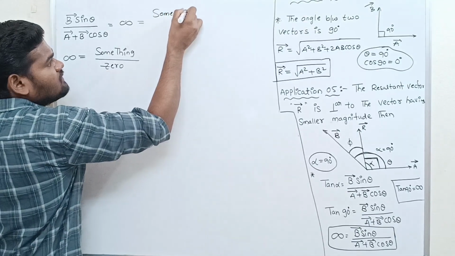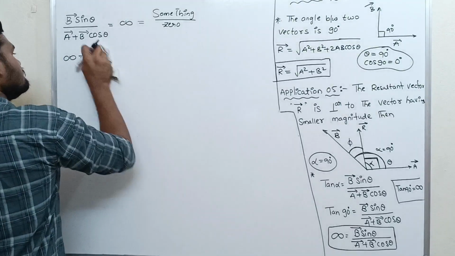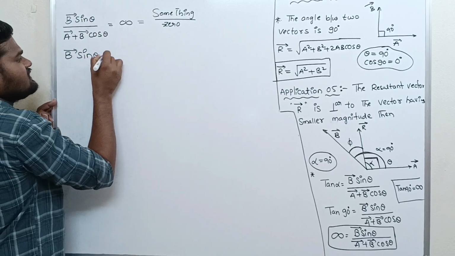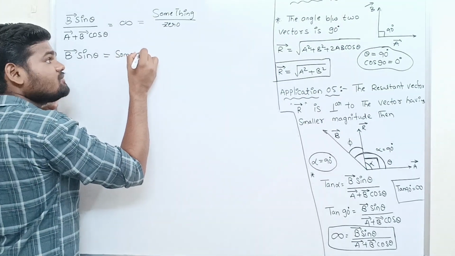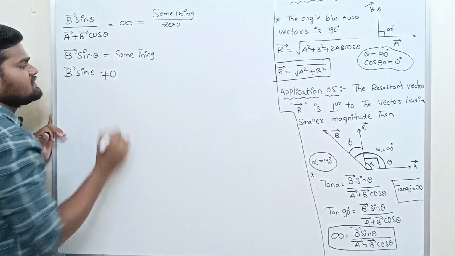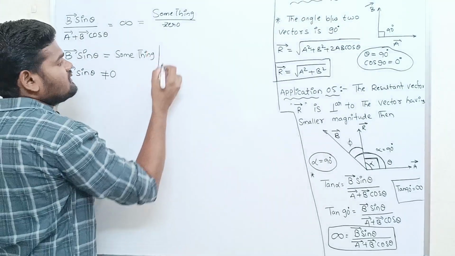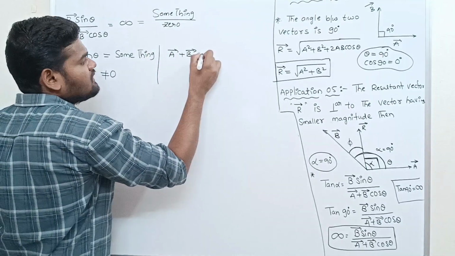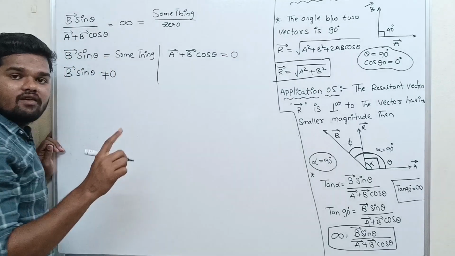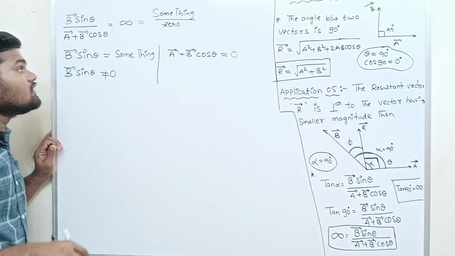That means b bar sin theta is equal to something. There exists some value. That means b bar sin theta is not equal to 0. There exists some value. But here, a bar plus b bar cos theta is equal to 0. So b bar sin theta is not equal to 0, but the value of a bar plus b bar cos theta is equal to 0 from this condition.